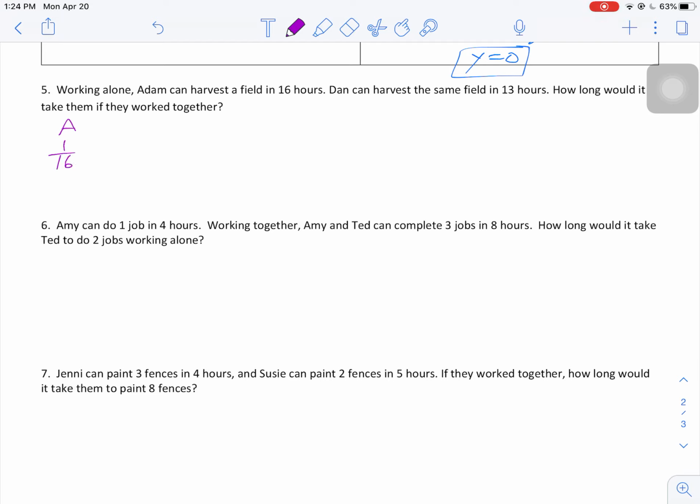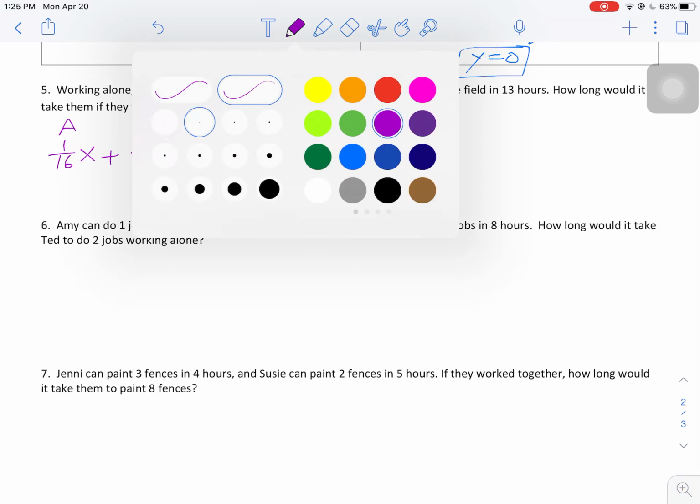So I like to do the number of jobs divided by the time times the time it takes for them to work together, which I'm going to call X in this particular problem. Dan can do that same job in 13 hours. So one job in 13 hours times X, and then equals the total number of jobs. So total number of jobs is just the one field that they're going to work on together. So there's our initial setup.